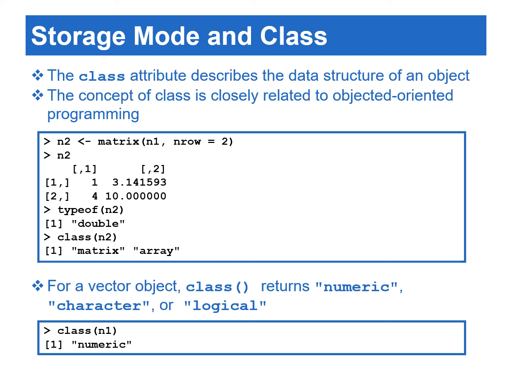When using the class function for a vector, it doesn't return vector. It returns numeric for a numeric vector, character for a character vector, and logical for a logical vector.